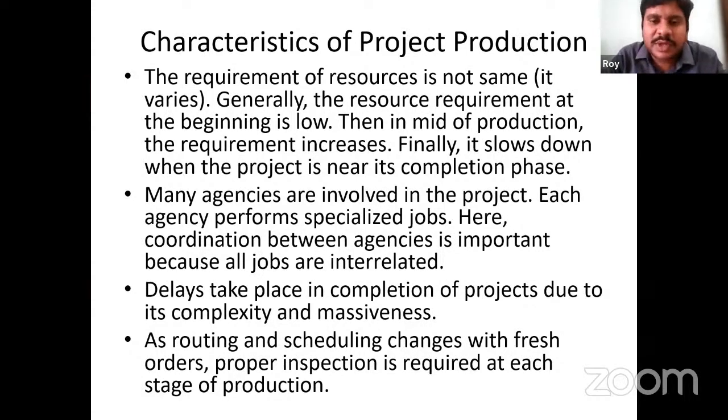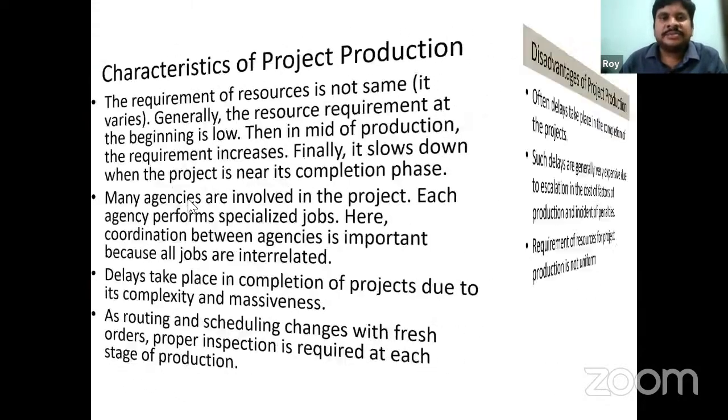And the examples for this, what we have seen in the previous slides, locomotives, right? Aircrafts, big, huge things they will take up. And definitely there will be a delay in that. As routing and scheduling changes with fresh orders, proper inspection is required at each stage of production. When there are changes and fresh orders, proper inspection is required for this mass production.